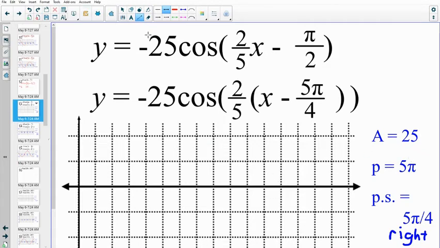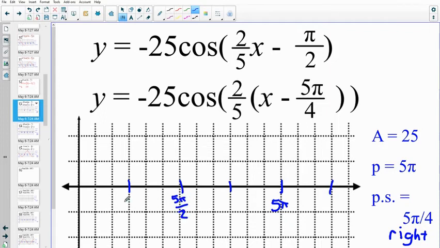I've got a period of 5 pi, so I will get my blue pen and do the usual marking off. I'm going to mark 4 intervals. That's what 5 pi looks like. I'll put another interval on there for good measure. Half of 5 pi is, well, 5 pi over 2.